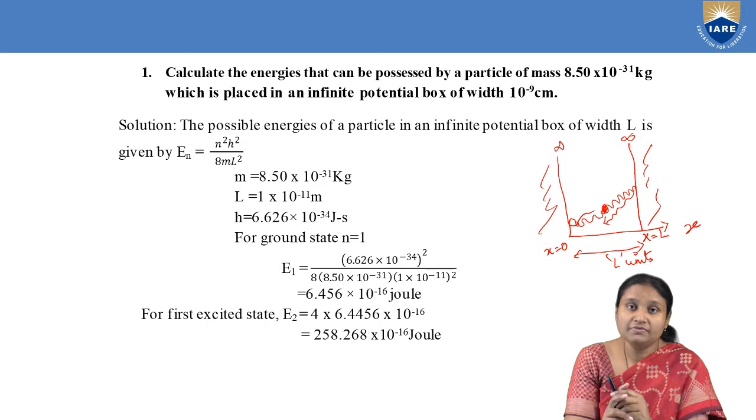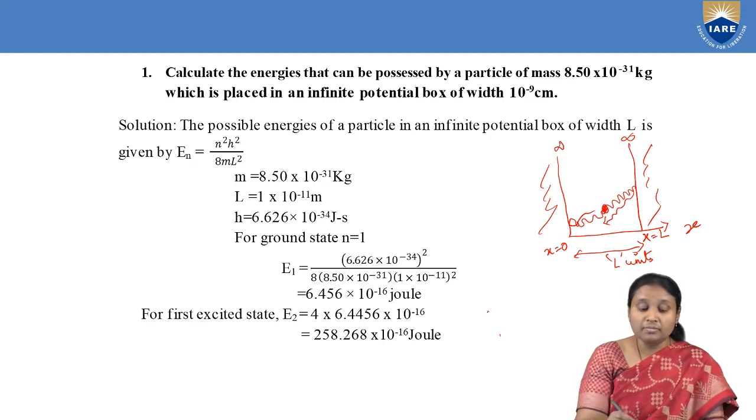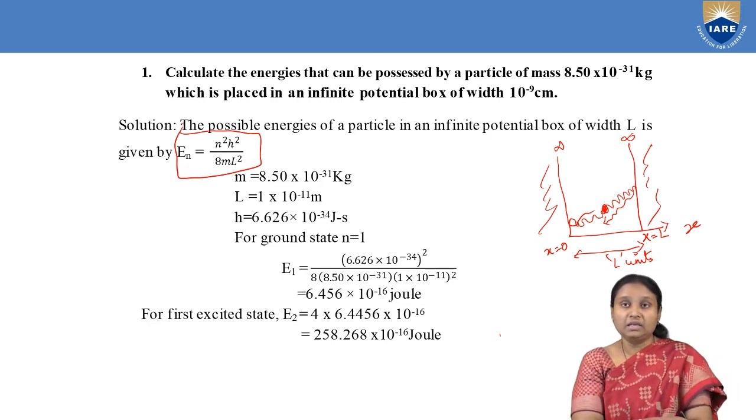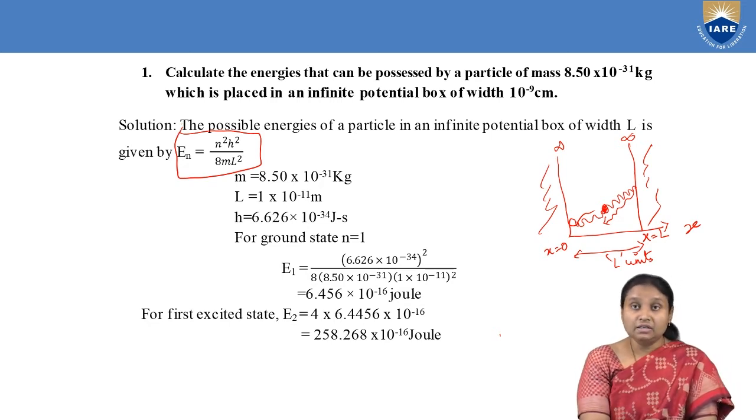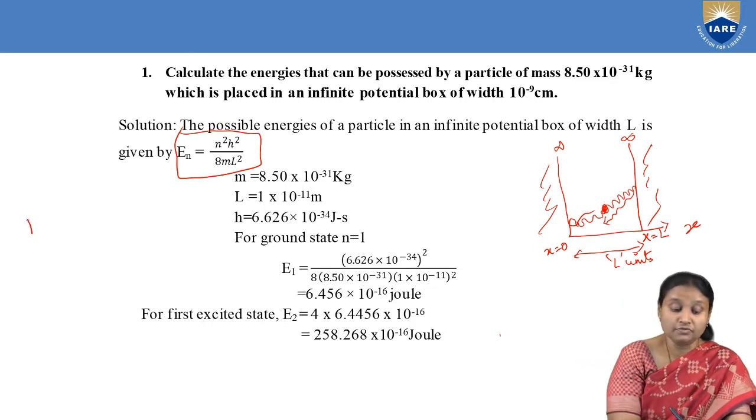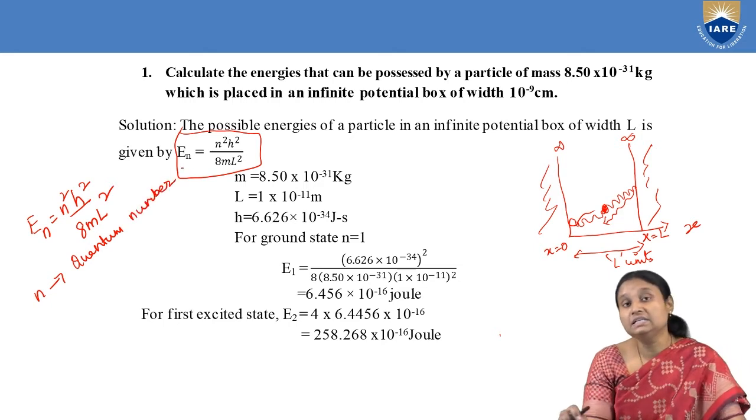If we have such a potential box, then what is the formula for the energy associated with an electron trapped in it? It is given as En equal to n squared h squared by 8mL squared. And what is n here? Of course, n is an integer, but it represents the quantum number. Here n is our quantum number, and it is actually the principal quantum number which gives you different energy levels.